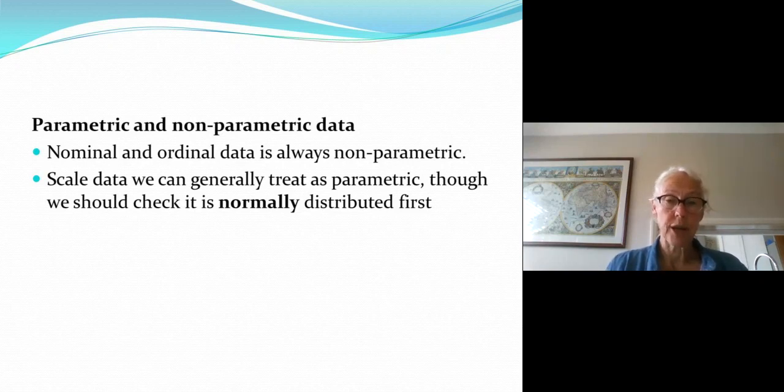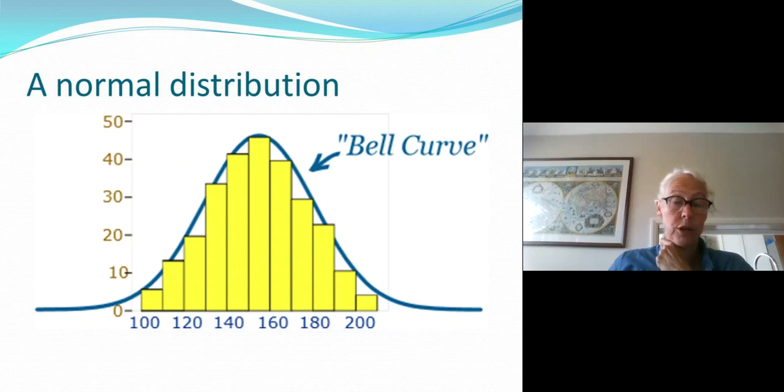Now, first of all, if you've only got nominal and ordinal data, it's going to be non-parametric. Strictly speaking, it is only non-parametric. Sometimes we can treat some ordinal data as parametric, but generally I teach it as non-parametric statistics. Now, if we have scale data, that's interval or ratio data, we can generally treat it as parametric, but we would normally check it's normally distributed first. Okay, so we'd do some checks if we had our data in SPSS to make sure that's the case. And we'd be looking for this kind of symmetrical distribution curve.